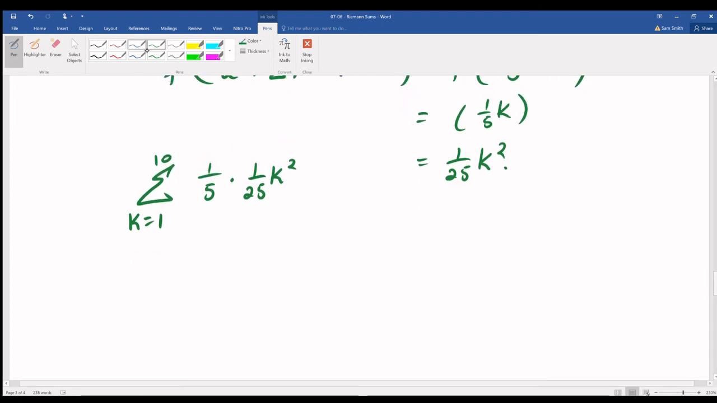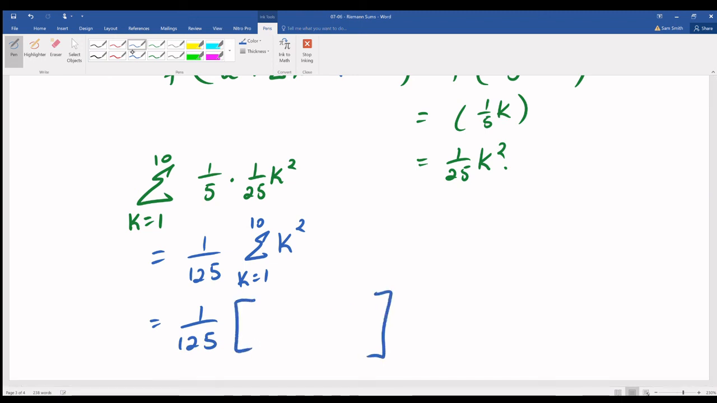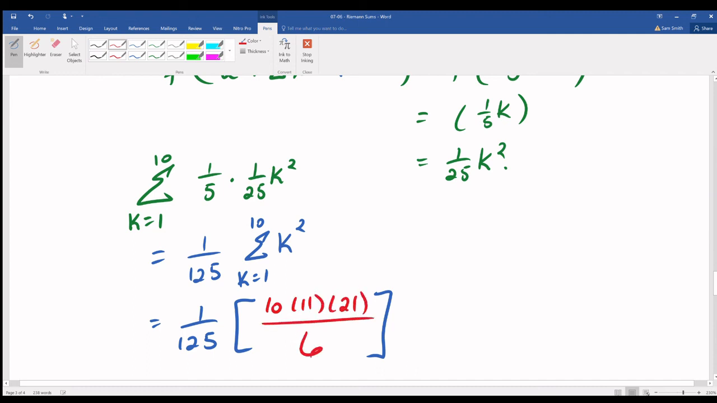We have some shortcuts which say that this constant multiple can be pulled out in front, and you can just take the sum going from 1 to 10 of k squared. And we have the shortcut which says that that value can be found by plugging 10 into this formula: 10 times 10 plus 1 times 2 times 10 plus 1, all over 6. And boom, we have the approximation of the area under this curve between x equals 0 and x equals 2, using 10 rectangles.